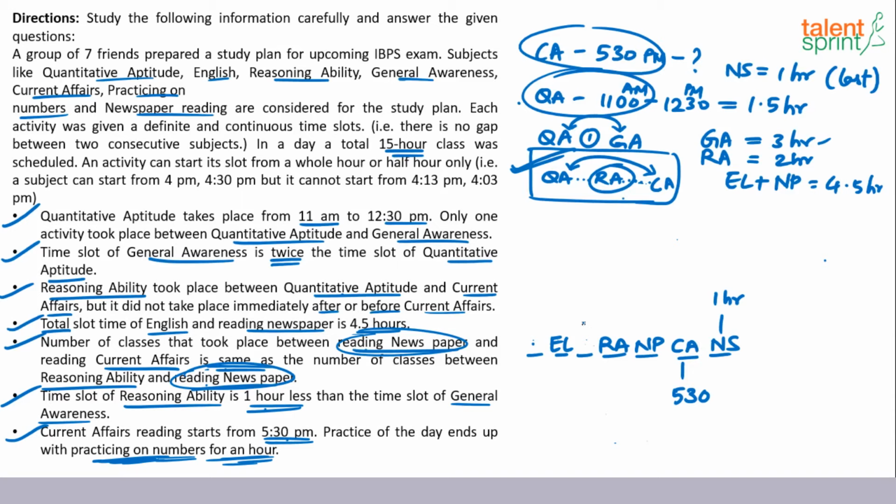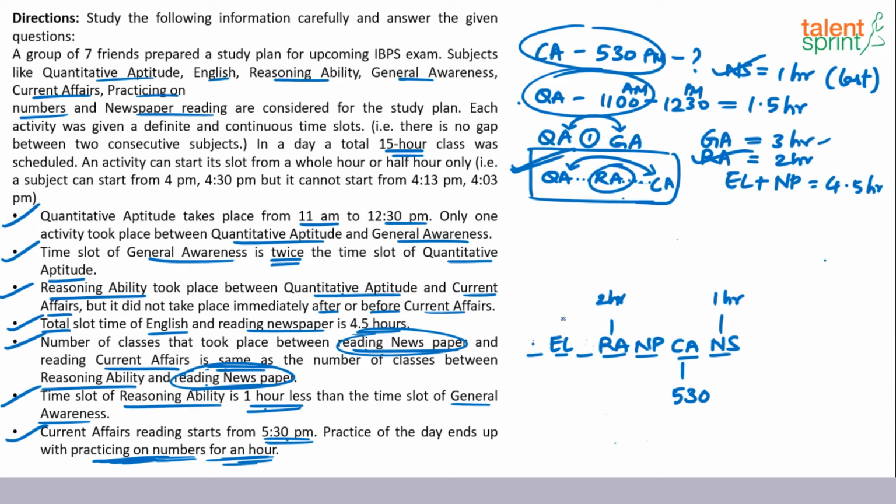Do we know any other starting time? No. We know general awareness will be for 3 hours. Reasoning ability will be for 2 hours. Reading newspaper we do not know. See, reasoning ability for 2 hours I have fixed. Numerical skill for 1 hour we have fixed. What else do we know? Quantitative aptitude is for 1.5 hours. Wherever QA comes, it is for 1.5 hours.